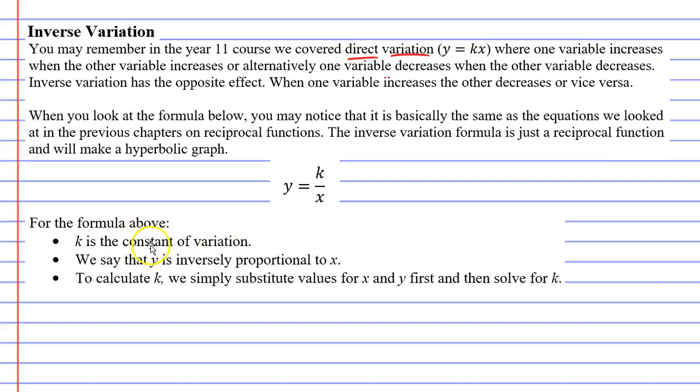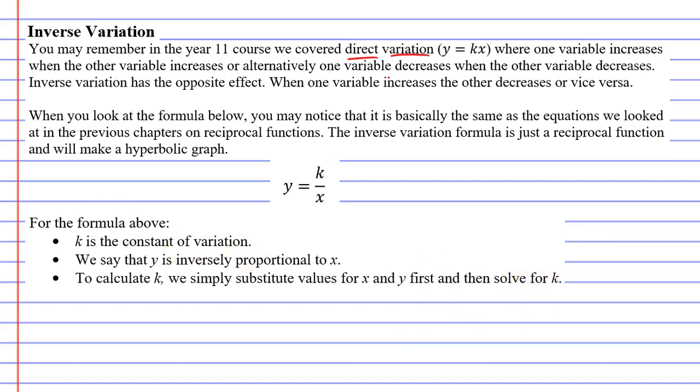statement because constant and variables are basically opposites to each other. Constants always stay the same and variables always seem to change. And I guess the reason they've called it this is because k changes from question to question. So whenever you're given a new question or a new problem, you'll get a new value for k. But once you have found k, it will remain constant throughout the question. Now, to calculate k, we simply substitute values for x and y first and then solve for k.